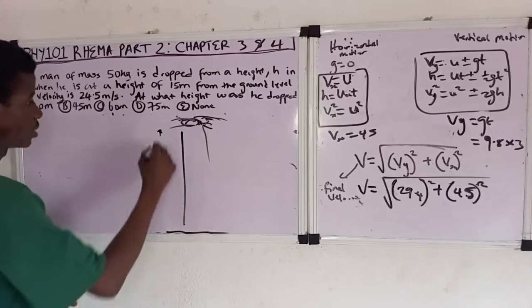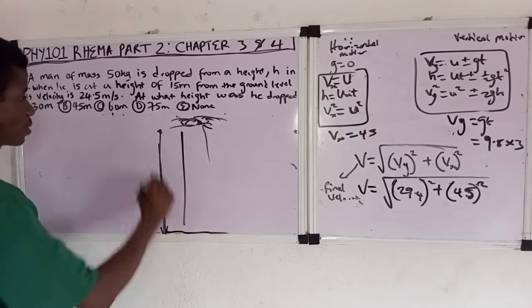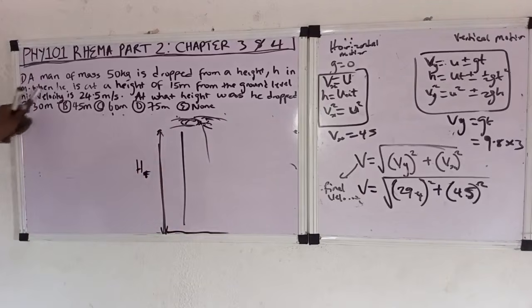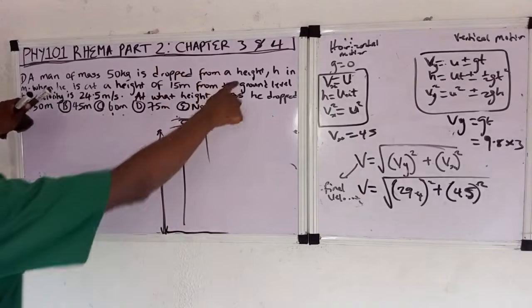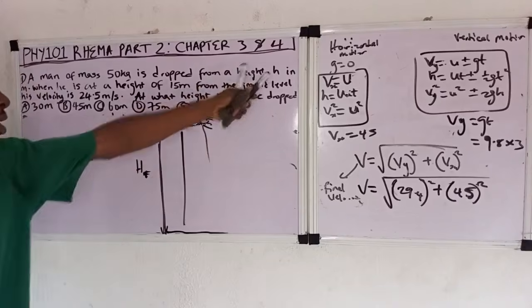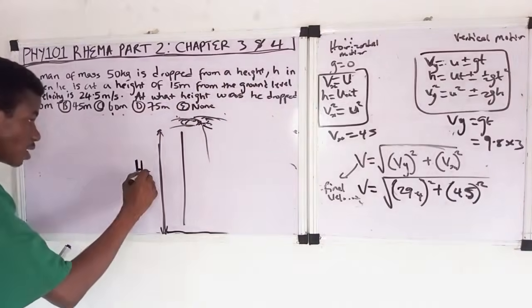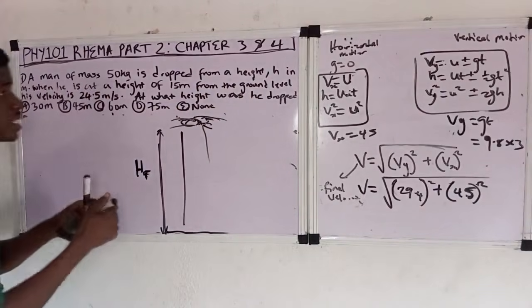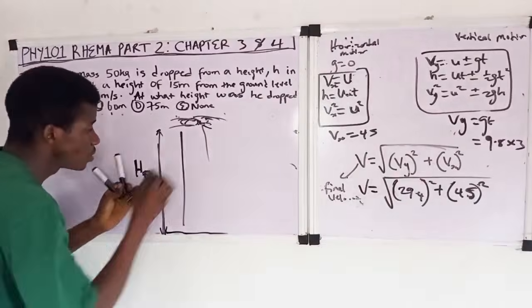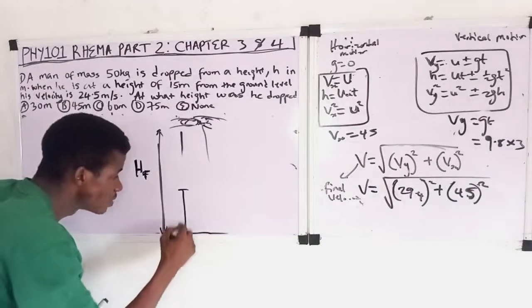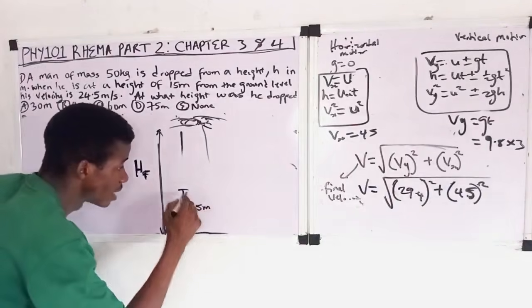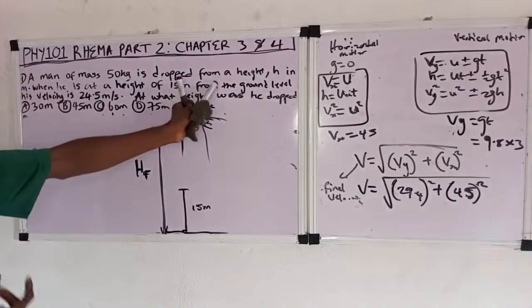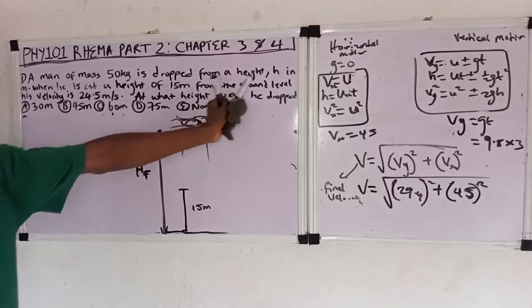This is the ground level. So this is the height. It was dropped from a height h, so let's call this the total height, h total. Then when the man was at 50 meters above the ground, from here, this is 50 meters from the ground level.